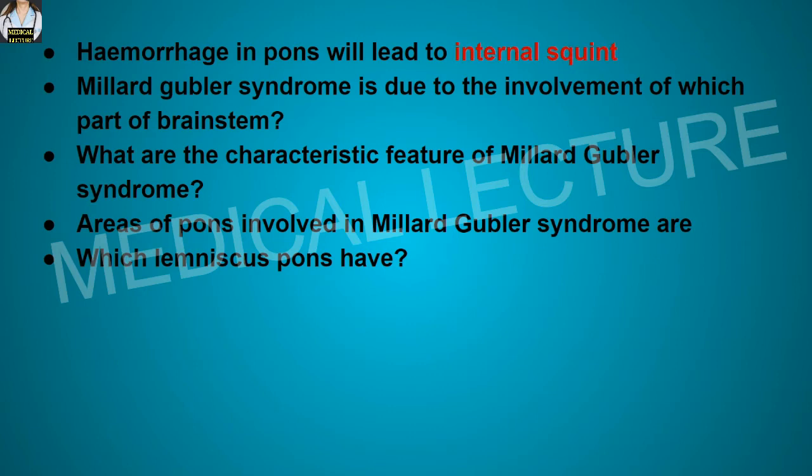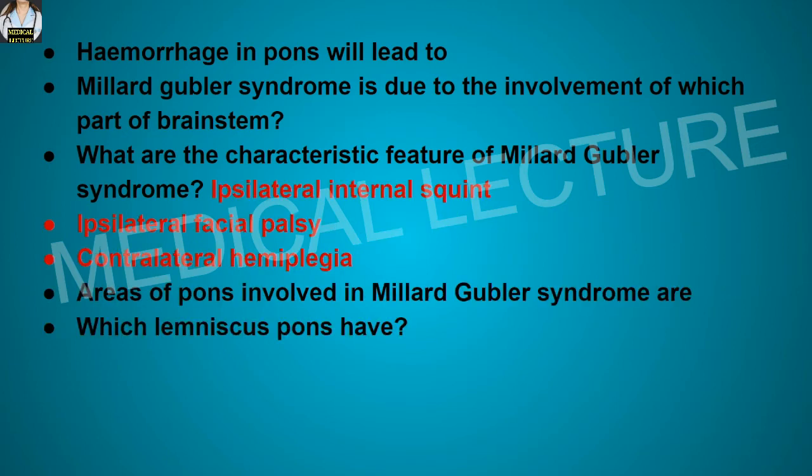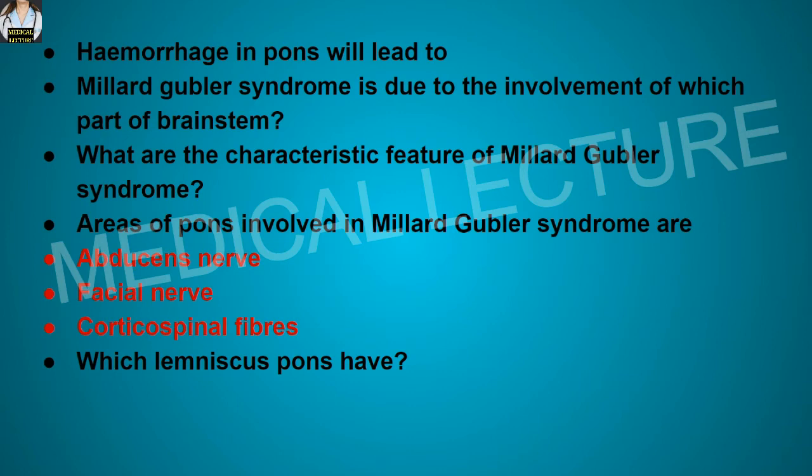Millard-Gubler syndrome is due to the involvement of which part of the brainstem? At the pons. What are the characteristic features of the Millard-Gubler syndrome? So, there is ipsilateral internal squint, ipsilateral facial palsy and also contralateral hemiplegia. Areas of the pons involved in the Millard-Gubler syndrome are the abducens nerve, facial nerve and the corticospinal fibers.